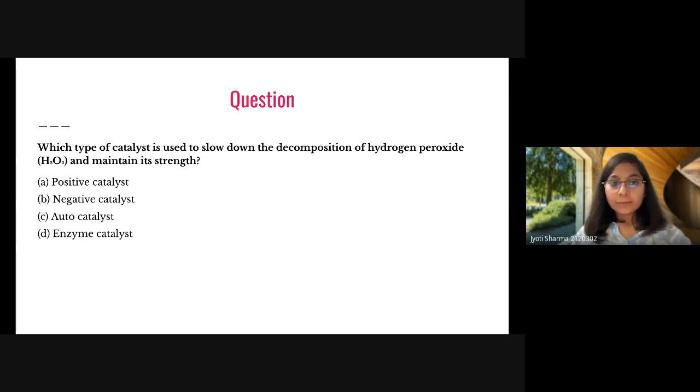So what is happening is that if you have H2O2 in a bottle, this will be decomposed into H2O, that is water, plus O2.